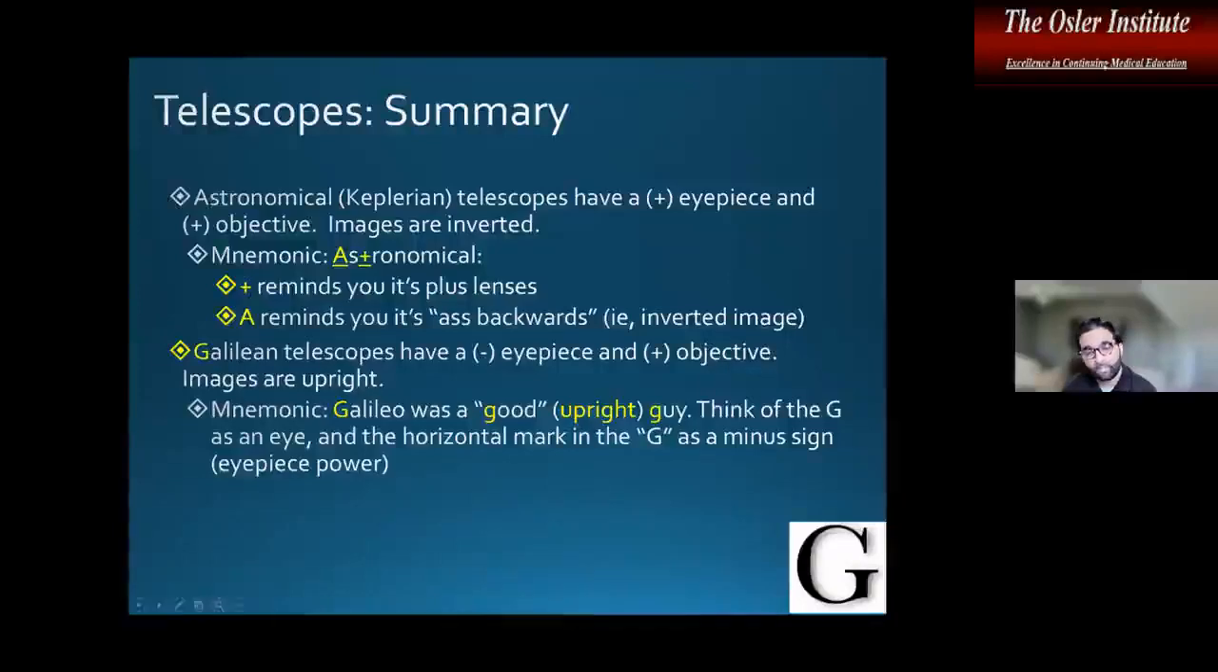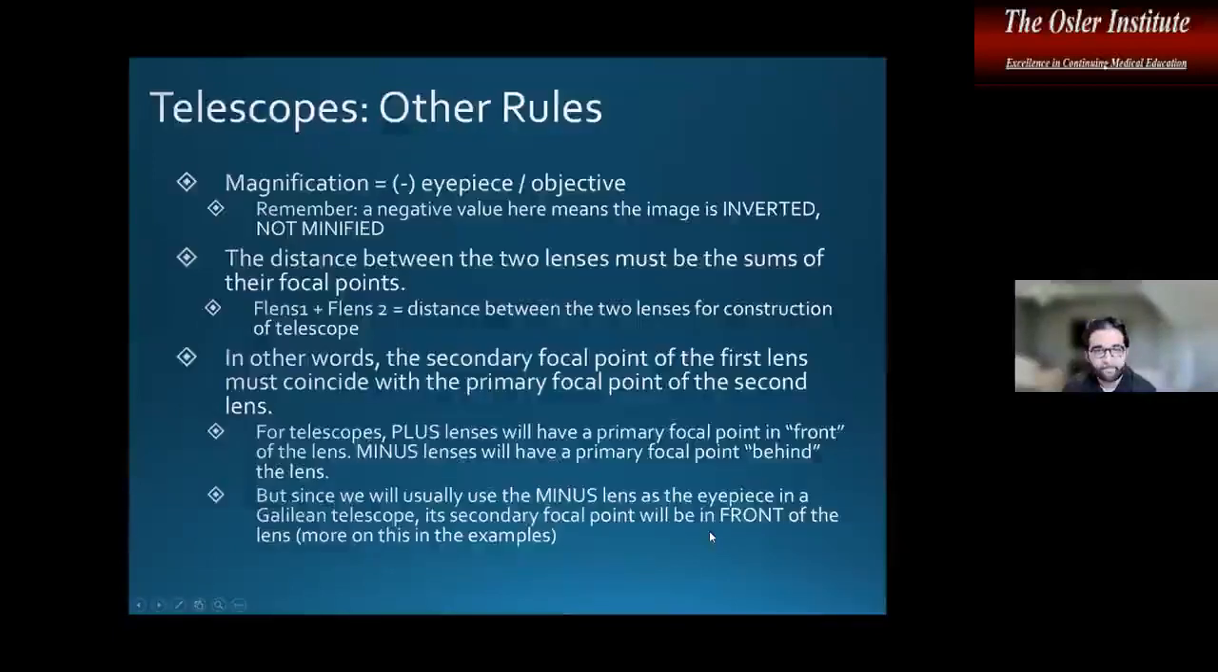But if you just want to understand it, just think of these mnemonics about the ass backwards and Galileo being a good guy, and hopefully you'll remember which one is going to be which in terms of the power of the lenses to be used.